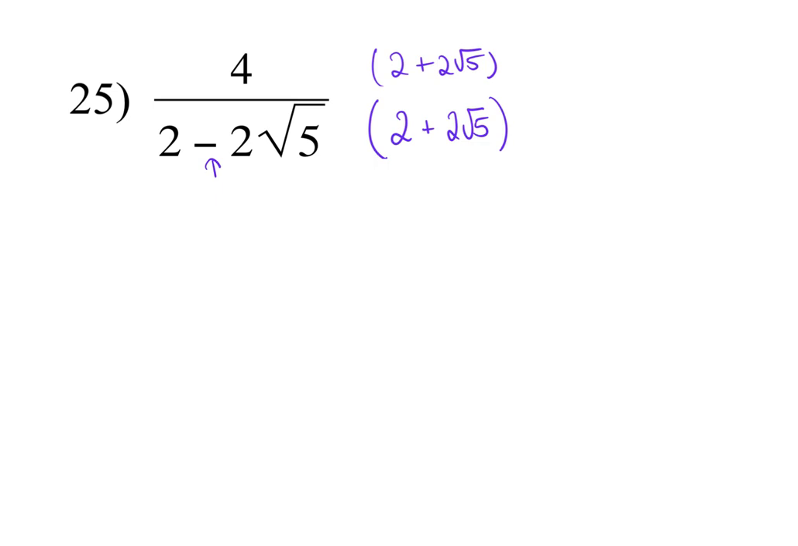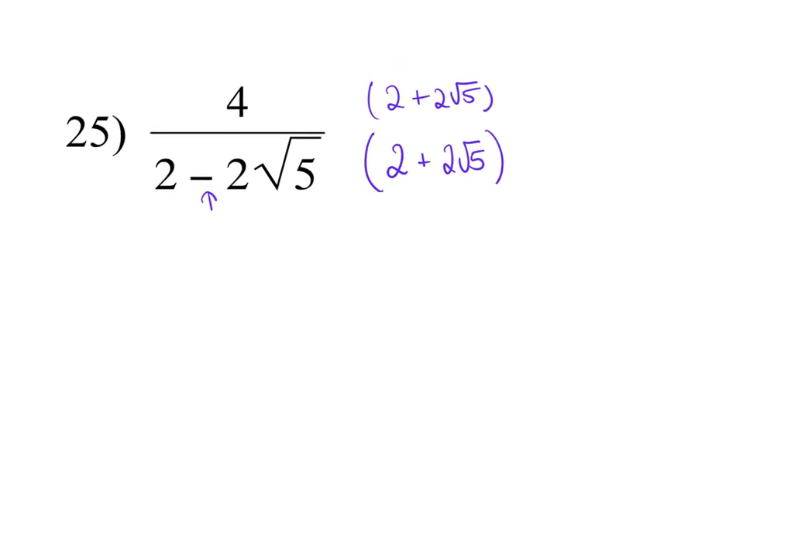On the top here, I am simply going to FOIL. So I am going to distribute that 4. 4 times 2 is 8. 4 times 2 square root of 5. The outside multiplies to the outside. So 4 times 2 is 8. And I do not have anything to multiply with that inside, which is 5. So it stays.